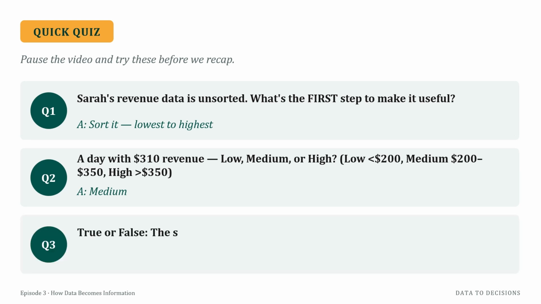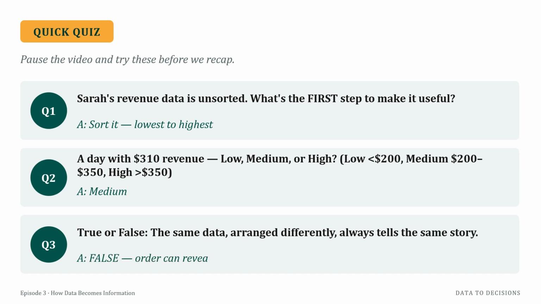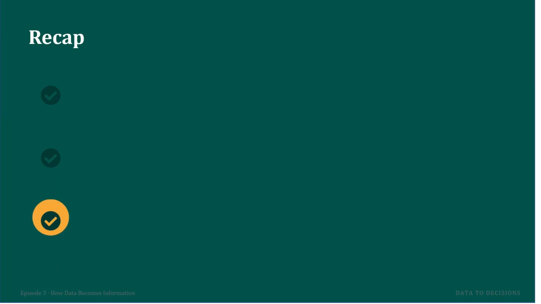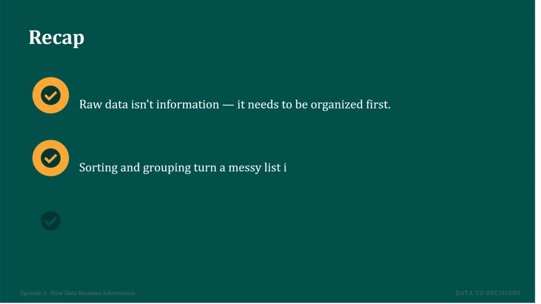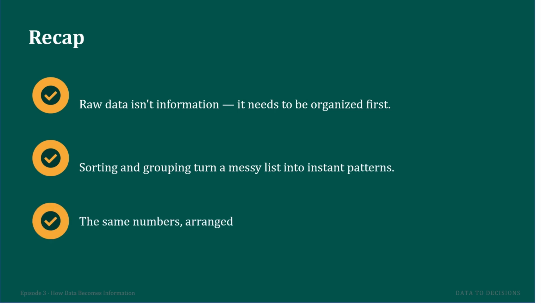Question 3. True or false? The same data, arranged differently, always tells the same story. False. Order can reveal or hide a pattern. Let's recap. 1. Raw data isn't information, it needs to be organized first. 2. Sorting and grouping turn a messy list into instant patterns. 3. The same numbers, arranged differently, can tell different stories.